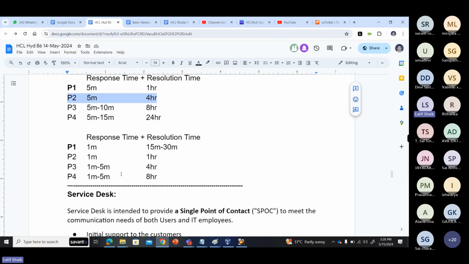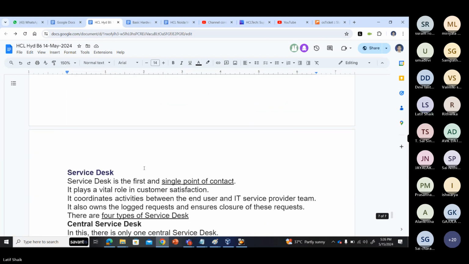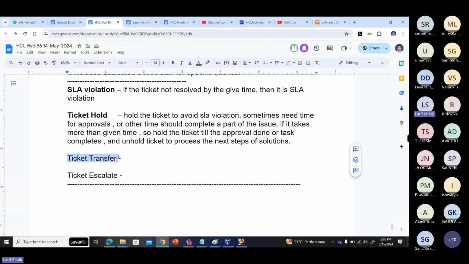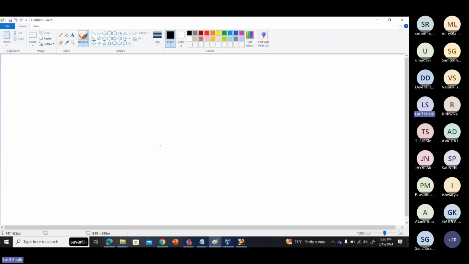Transferring the ticket. Ticket transfer. What is this transferring the ticket? I didn't write anything here, so listen carefully. I received a ticket again at 10 o'clock.